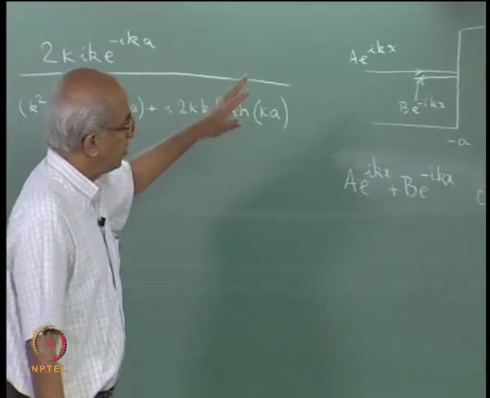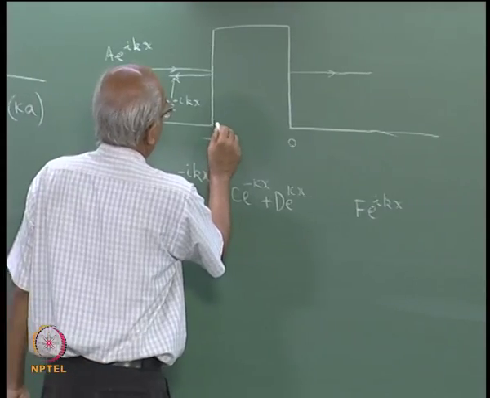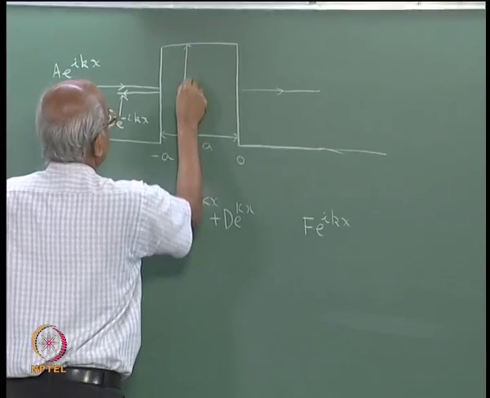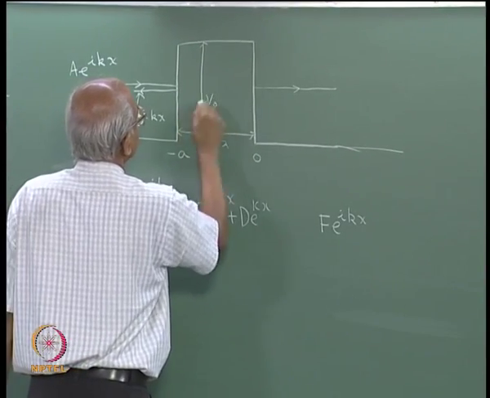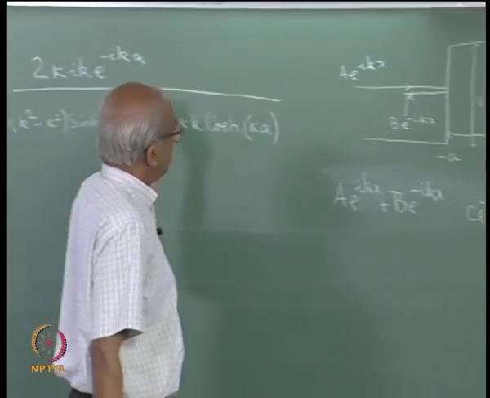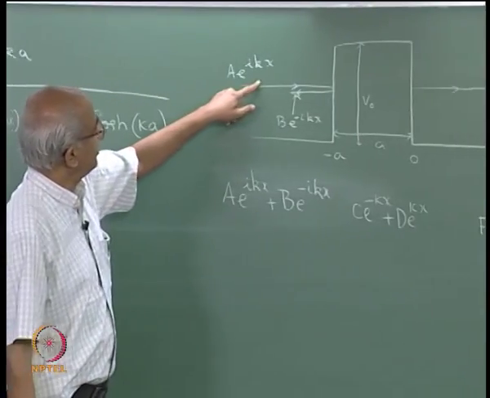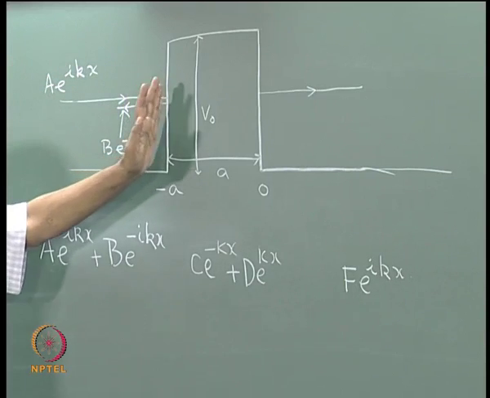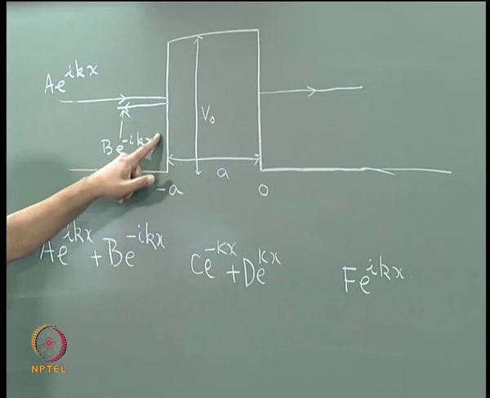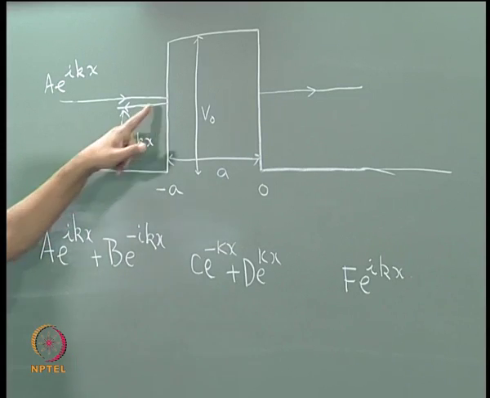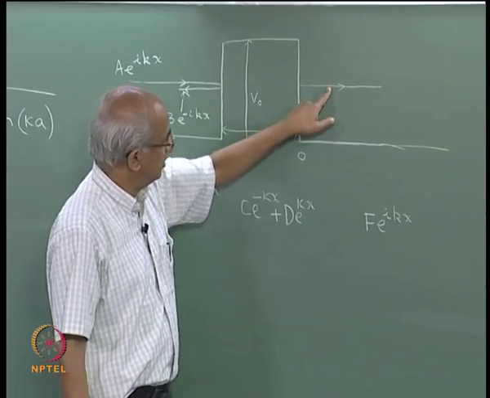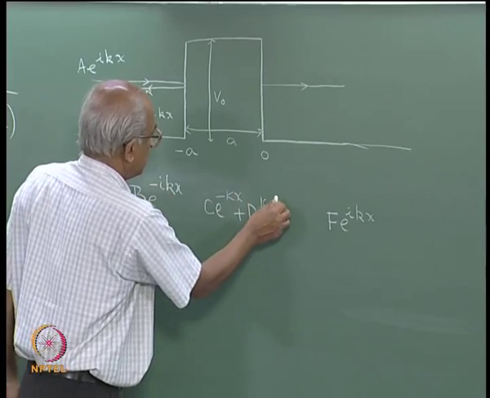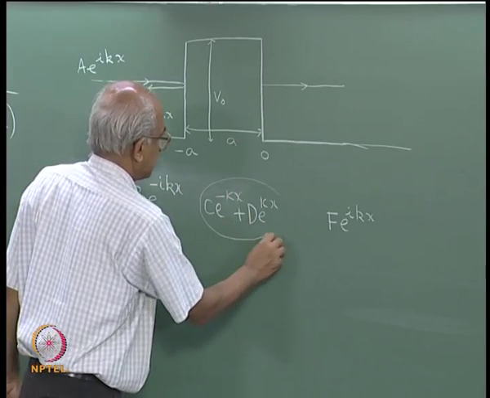is drawn on the board. There is a barrier of width a and it has a height of V0, and a particle of mass m is incident from the left hand side, that is represented by this wave function. The possibility is that the particle may get reflected, which is represented by that part of the wave function, or the particle may go to the other side, which is represented by this part of the wave function, and in the region of the barrier the wave function is given by that expression.